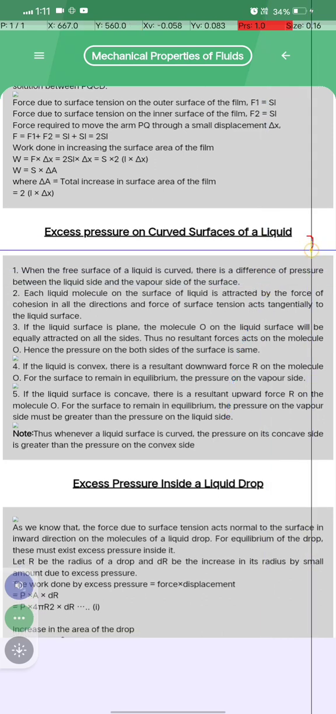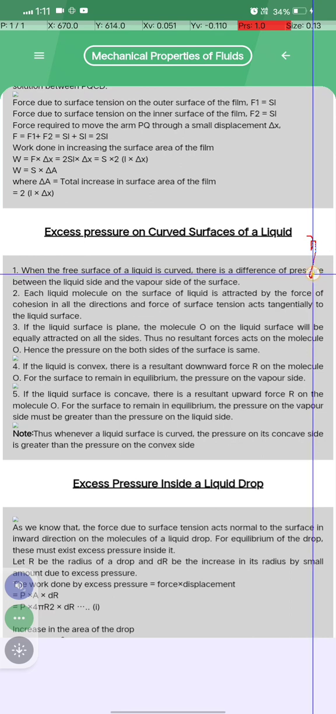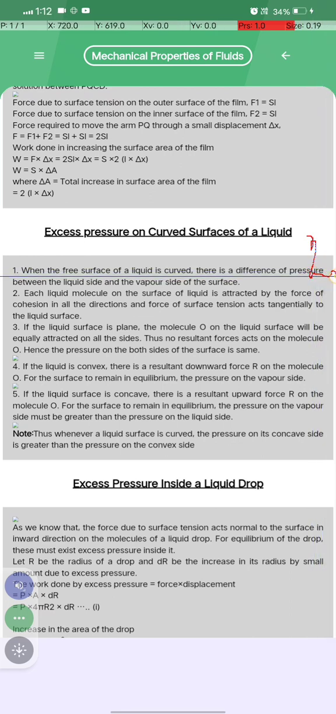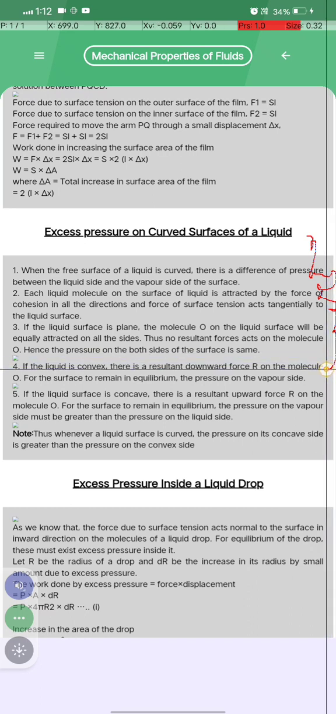अब आता है हमारा एक्सेस प्रेशर ऑन द कर्व्ड सरफेस ऑफ द लिक्विड. When the free surface of the liquid is curved, there is a difference of pressure between the liquid side and the vapor side of the surface. Each liquid molecule on the surface of the liquid is attracted by the force of cohesion in all directions, and the force of surface tension acts tangentially to the liquid surface. If the liquid surface is a plane, the molecules on the liquid surface will be equally attracted on all sides, and thus no resultant force acts on the molecules, and hence the pressure on both sides of the surface is the same.